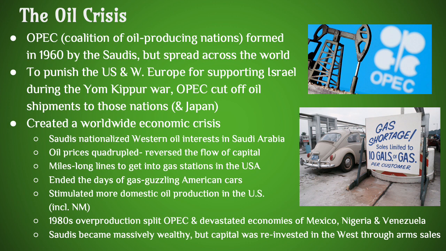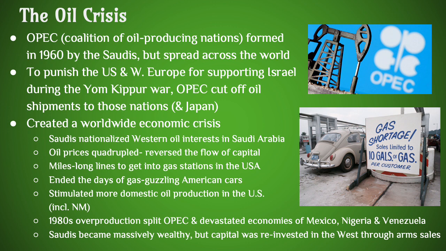The Saudis grabbed all of the Western oil companies in Saudi Arabia and nationalized them, meaning they took over and then started taking all the profits. Oil prices quadrupled. And what we have is a reverse of the flow of capital. Instead of money and resources flowing out of the Arab countries, now you see capital flowing in to Arab countries, particularly Saudi Arabia, because they quadrupled the price of oil.